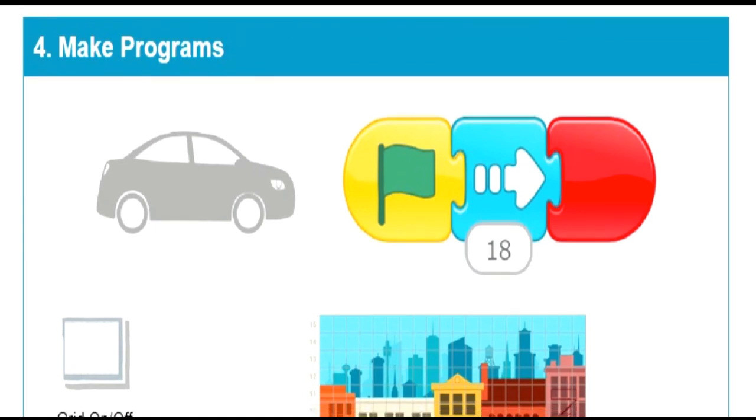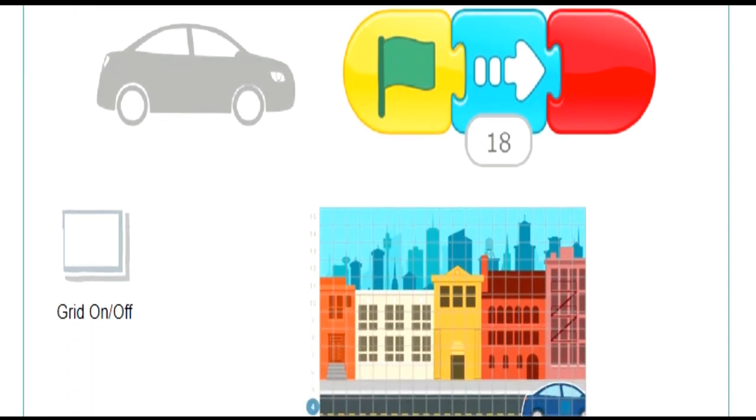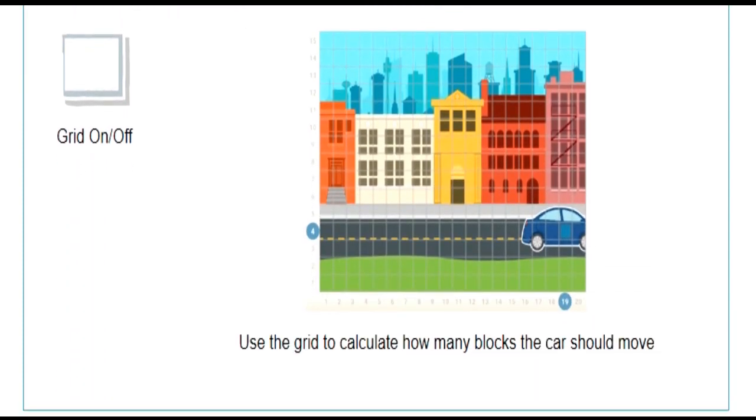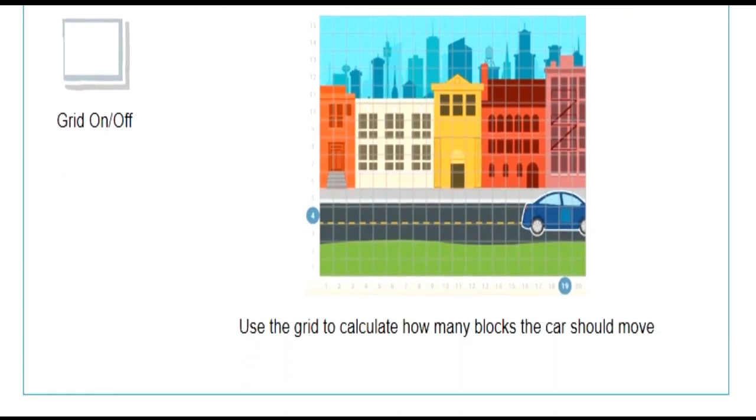Now let us see what code you have to do. For making the program, you have to firstly select the green flag, then you have to take the move forward block, and then even you can use the grid view. You can count how many blocks you have to move. You can click over the grid view there, and then choose the end button, that is the red flag. So this is how you have to code for your moving car. I hope you will be making this program very easily.